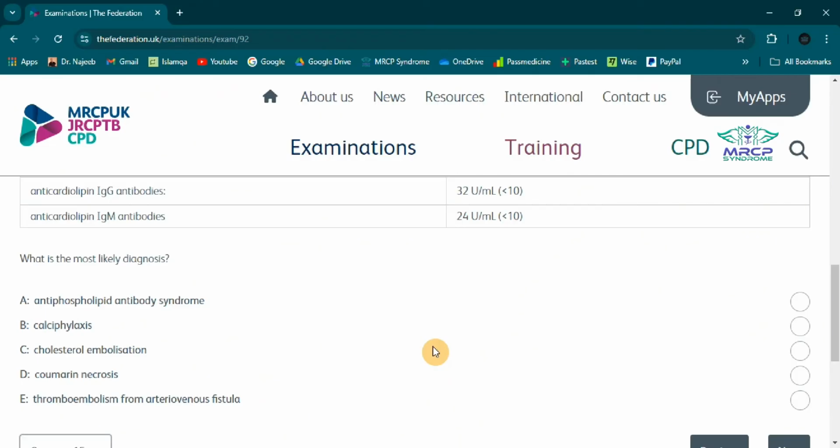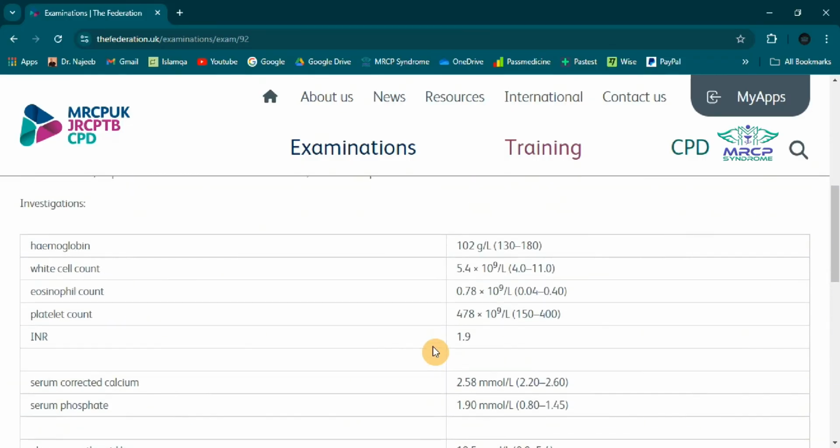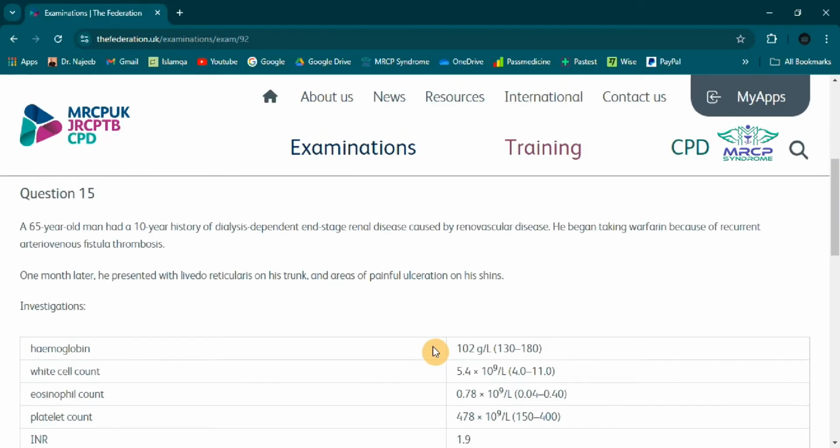What is the most likely diagnosis? Antiphospholipid antibody syndrome, calciphylaxis, cholesterol embolization, coumarin necrosis, thromboembolism from AV fistula. A 65-year-old man had a 10-year history of dialysis dependent end-stage renal disease caused by renovascular disease. He began taking warfarin because of recurrent AV fistula thrombosis.